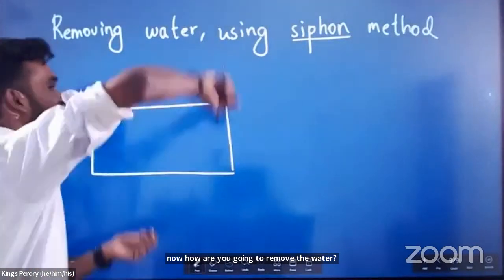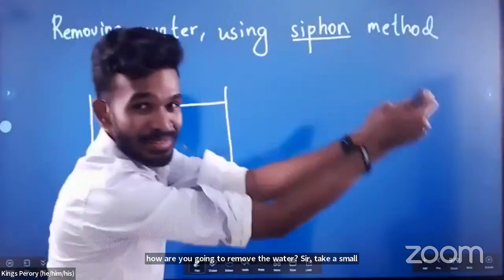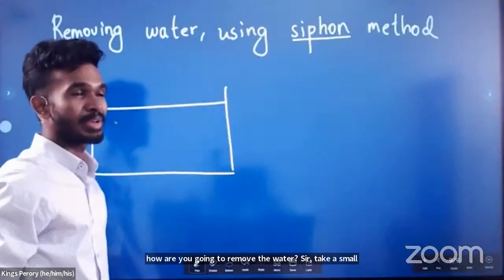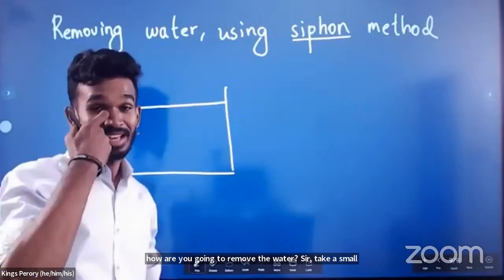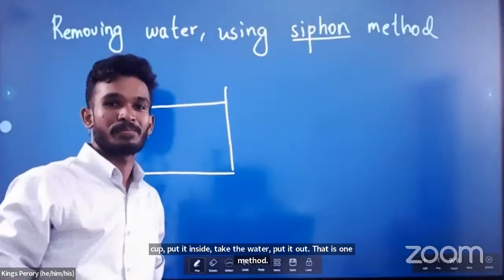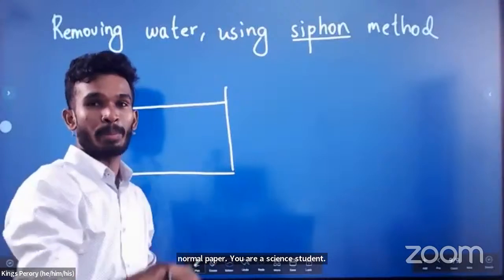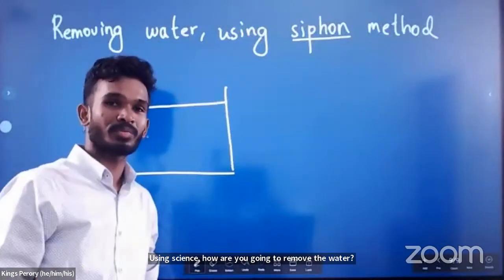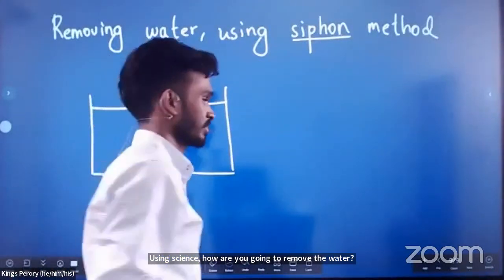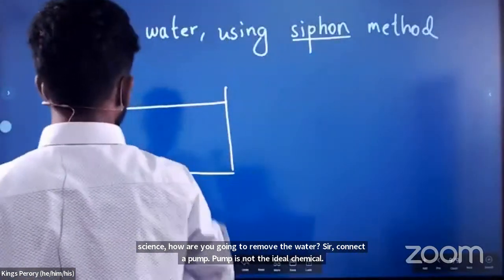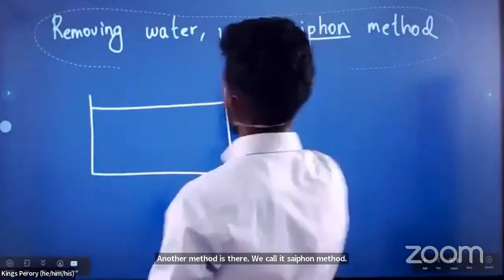Sir, take a small cup, put it inside, take the water, put it out. That is one method. Normal method. Now you are a science student. Using science, how are you going to remove the water? Sir, connect a pump there. Pump is not there. Another method is there. You call it the siphon method. What is that method?